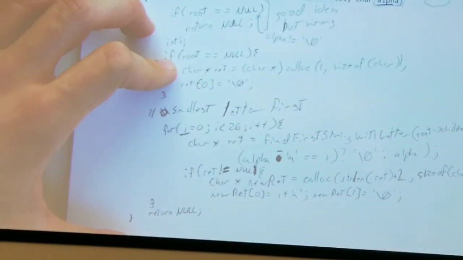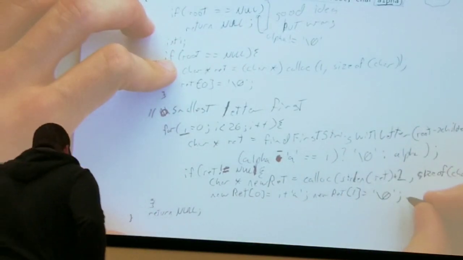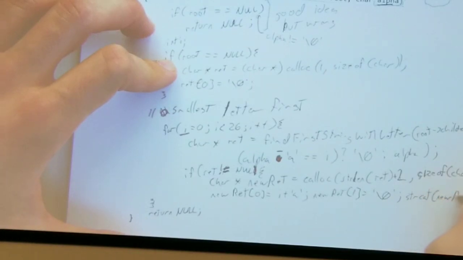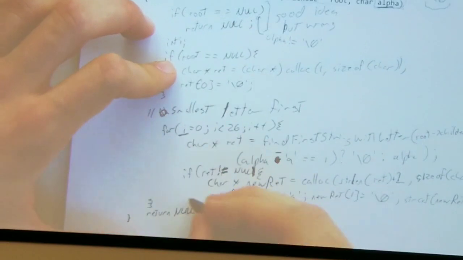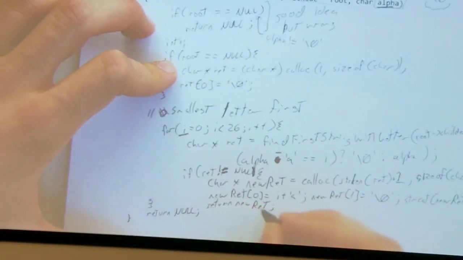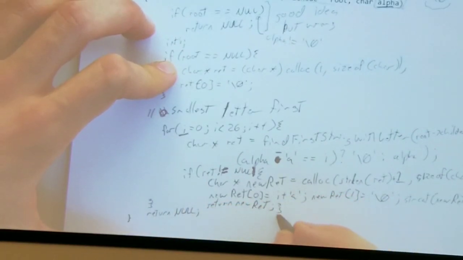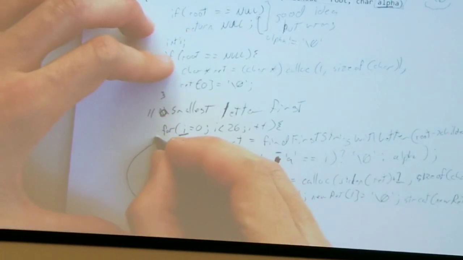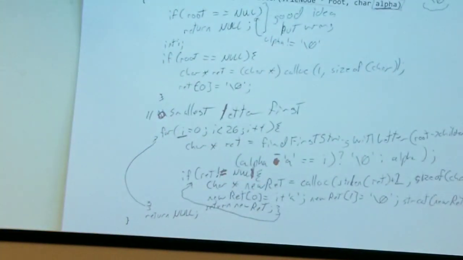And then the last thing we need to do is we need to fill in new ret with all the old stuff. So we say str cat new ret comma ret. And then we need to return new ret. That is a fun program. All right, and that's the end of that parentheses for that guy over there. And then this one is the end of that parentheses over there, which is weird.